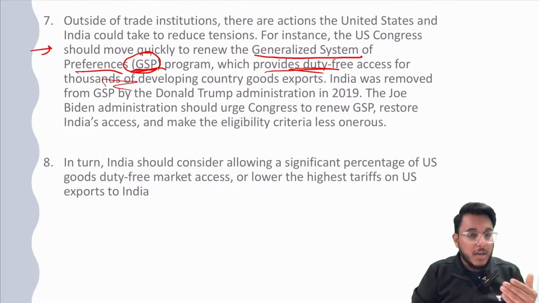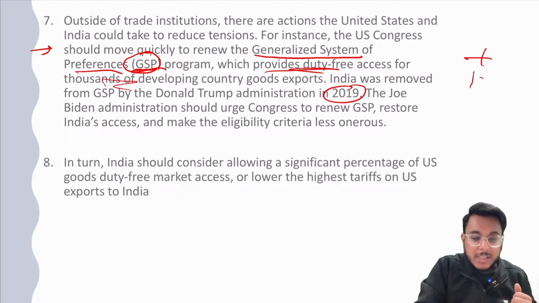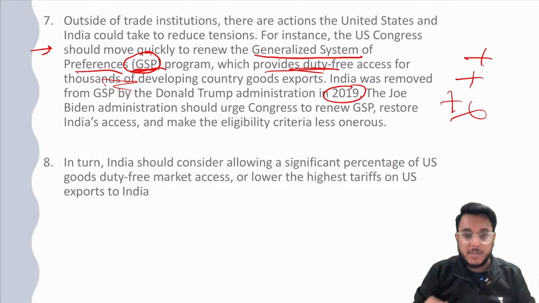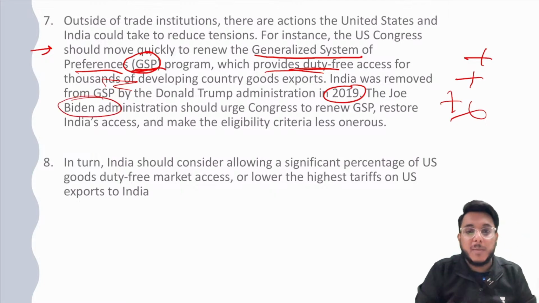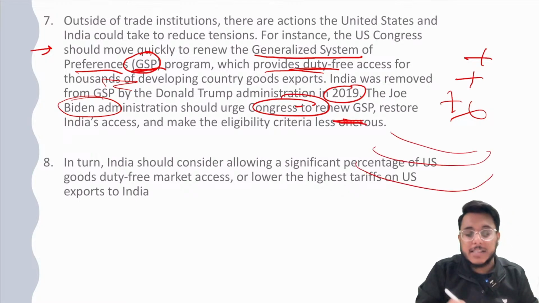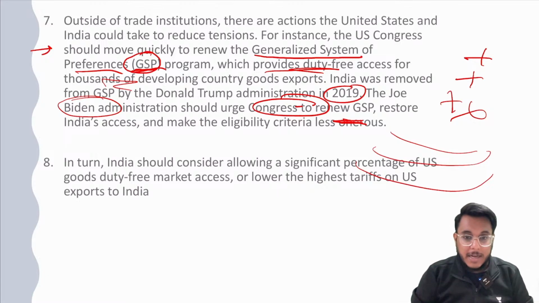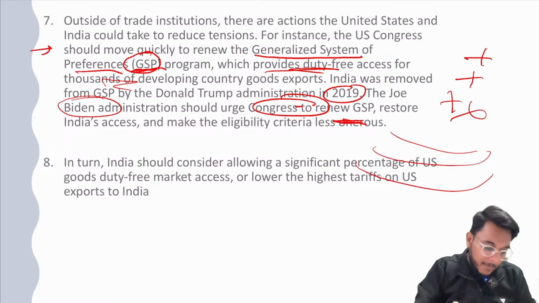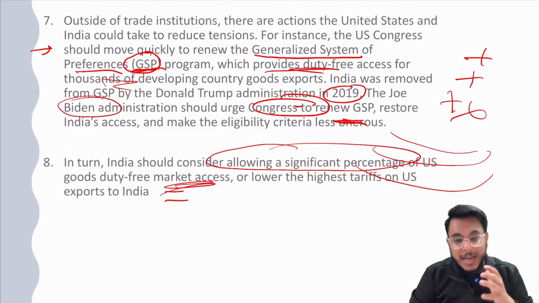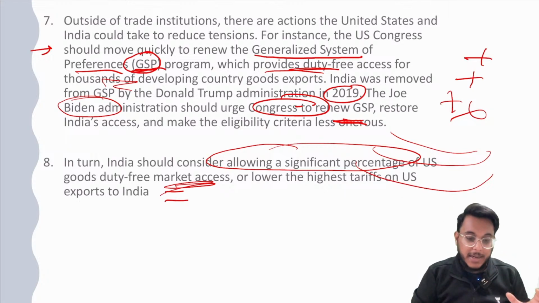Now, what happened? Donald Trump in 2019 withdrew the GSP preference that was given to India, and then in 2020 this entire program collapsed. Now it is being provided that the Joe Biden administration should urge the Congress to renew the GSP program, and again the duty-free access that was given to Indian products should be started. At the same time, it is also being provided that India should consider giving a significant percentage of US goods duty-free market access. So through the economic relations, through the trade relations, all the relations on other aspects between India and the USA can also be expanded. Is it clear or not?